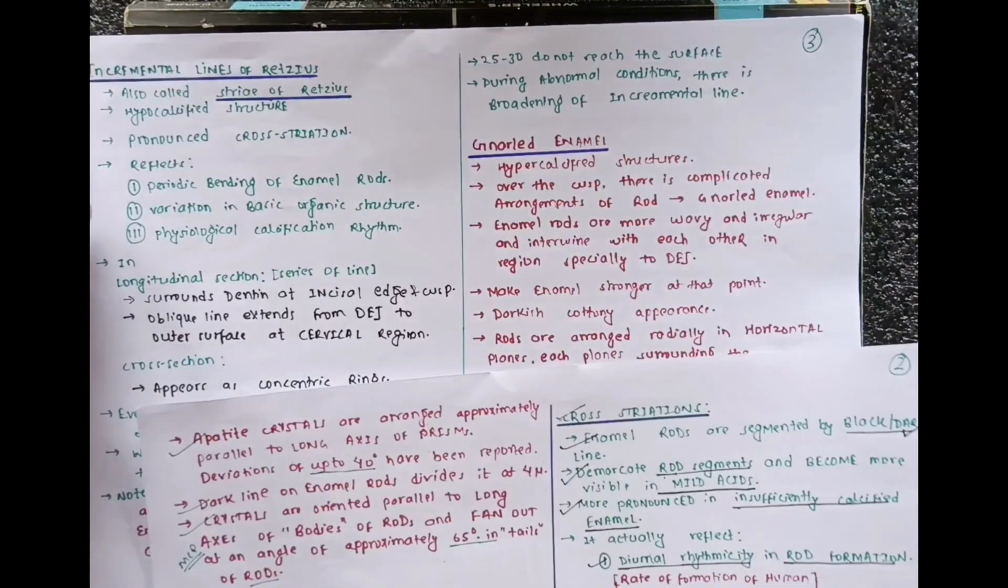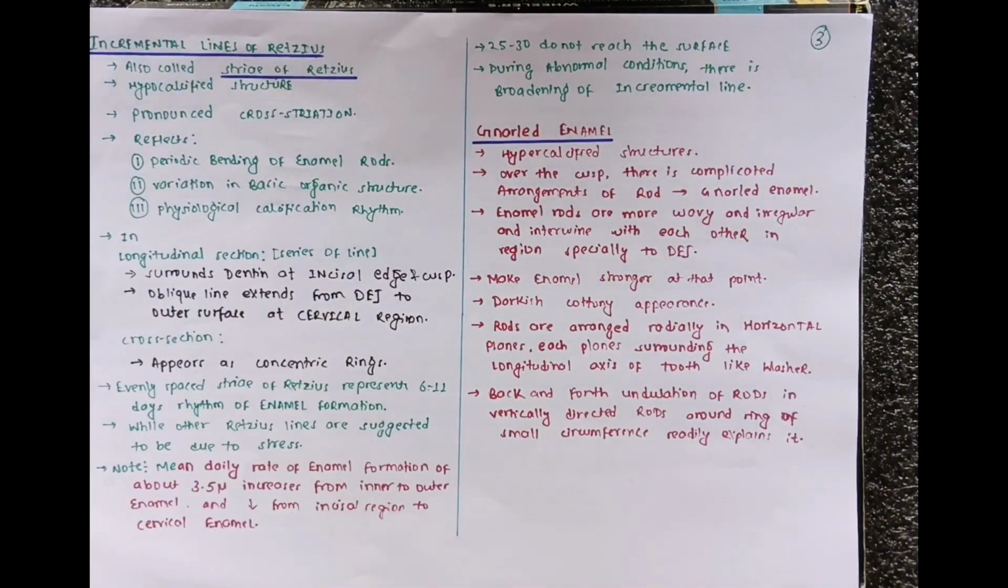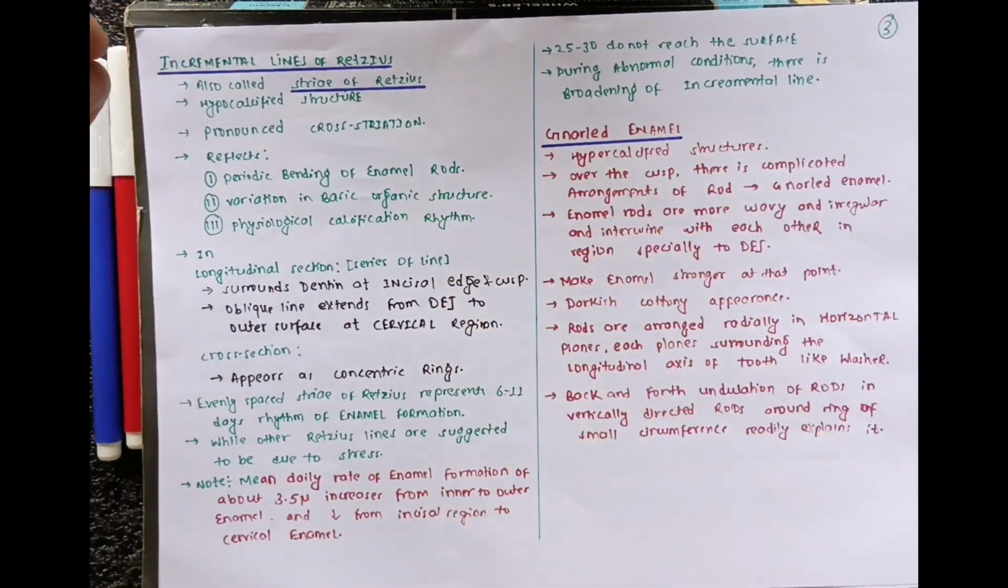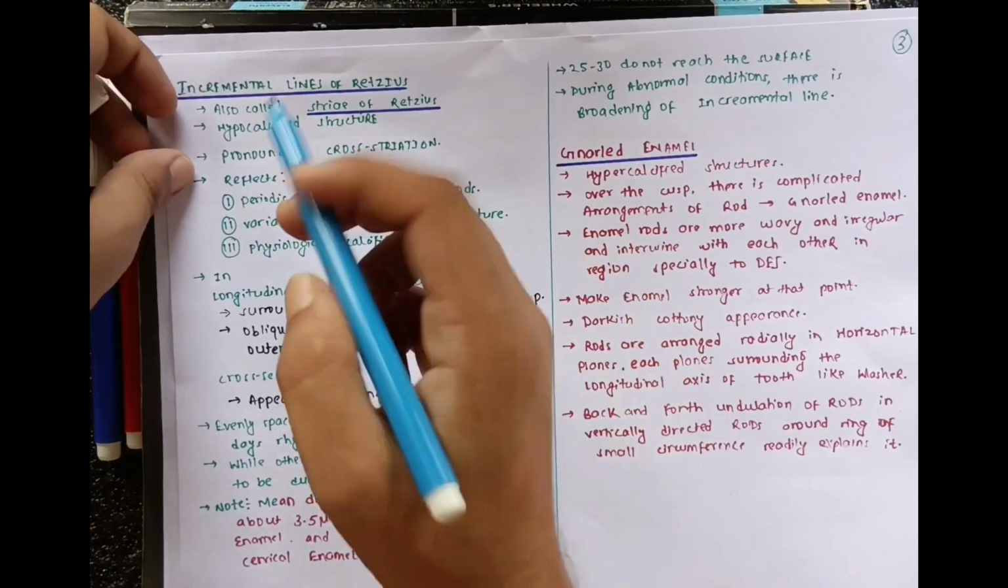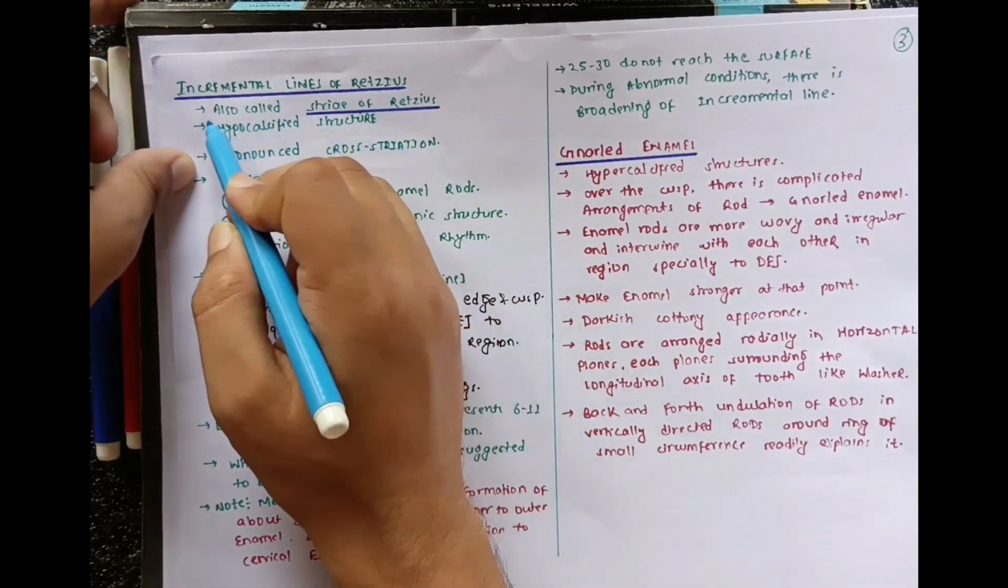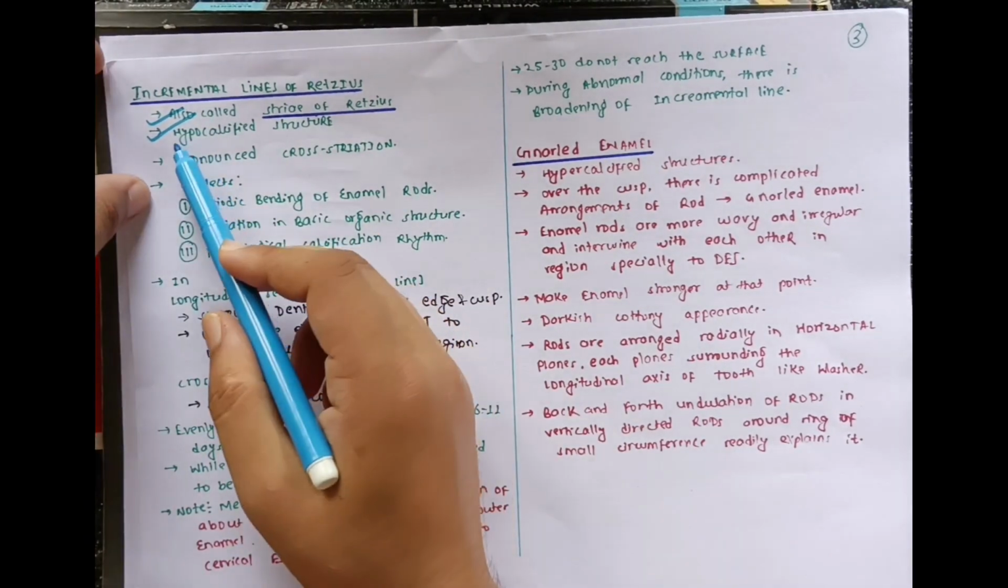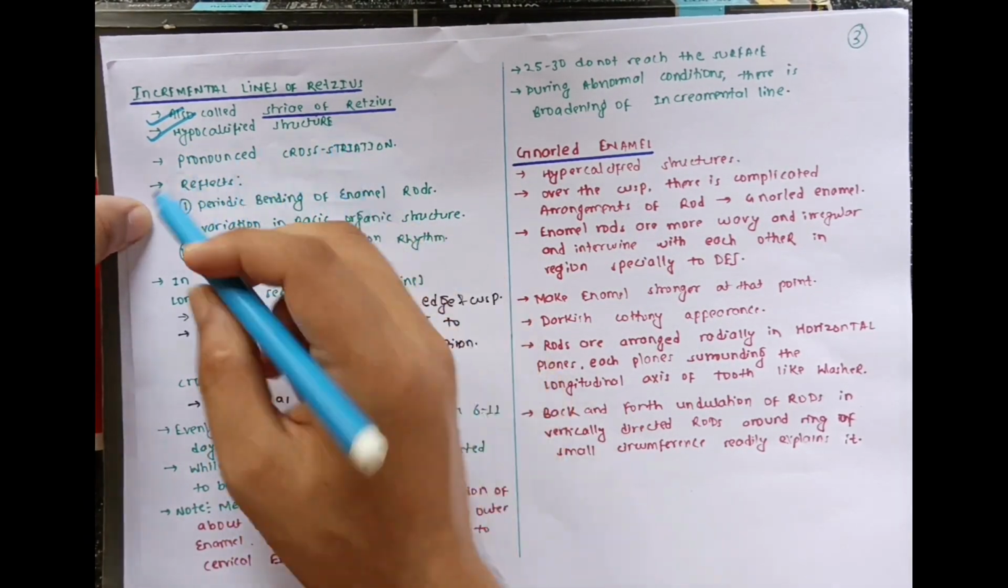Now we'll study the incremental lines of Retzius. It is one of the most important topics in this enamel chapter. First of all, let's see the incremental line of Retzius. It is also called the Striae of Retzius. This is a hypocalcified structure. They are pronounced cross striations.